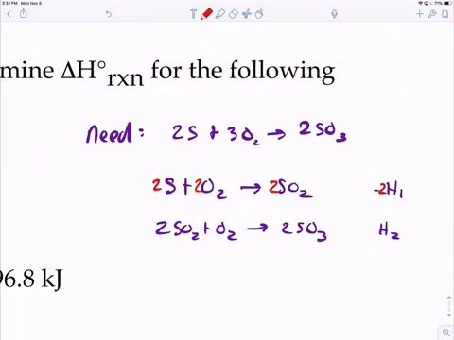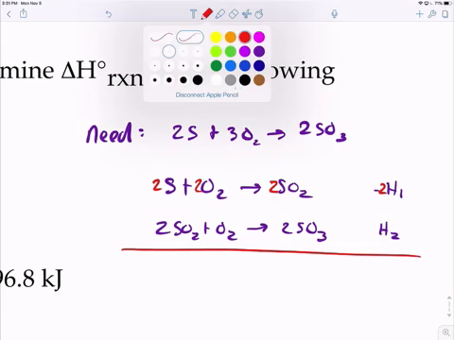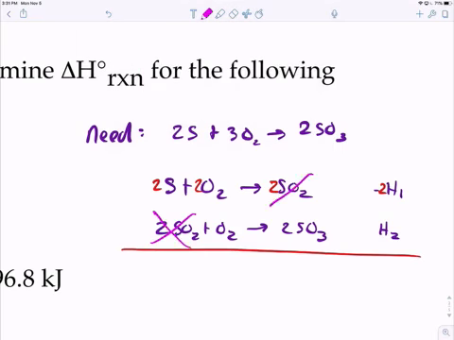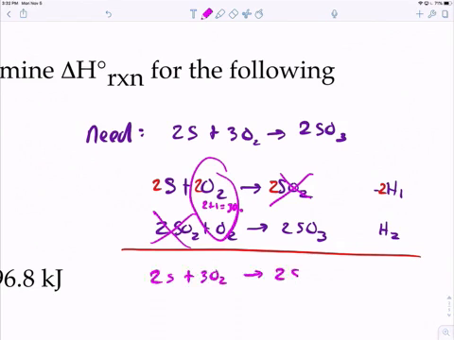The other thing you can look at is that there's two SO2s here. So you need to have two SO2s to cancel out those other SO2s. So that might also make you want to multiply the equation by 2. But now when you add them up, the SO2s cancel, and then these 2 plus 1 equals 3 O2s. So then we have 2S plus 3 O2s yields 2 SO3s, which is what we want.